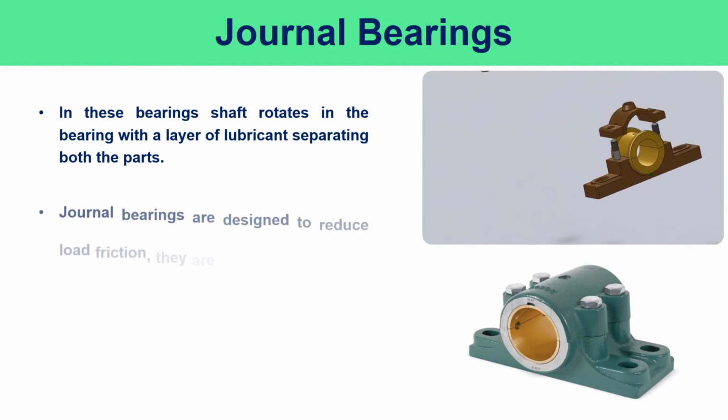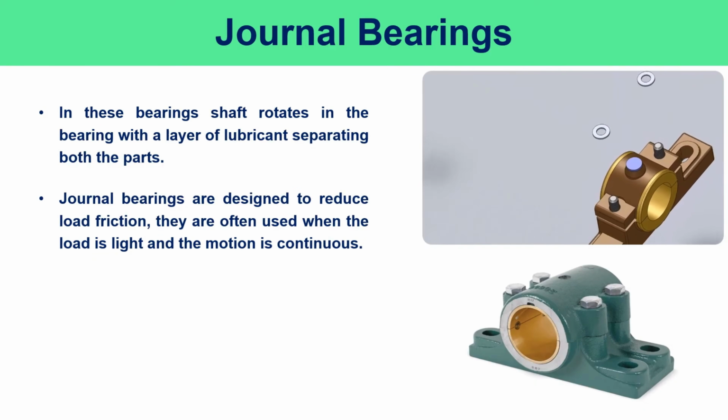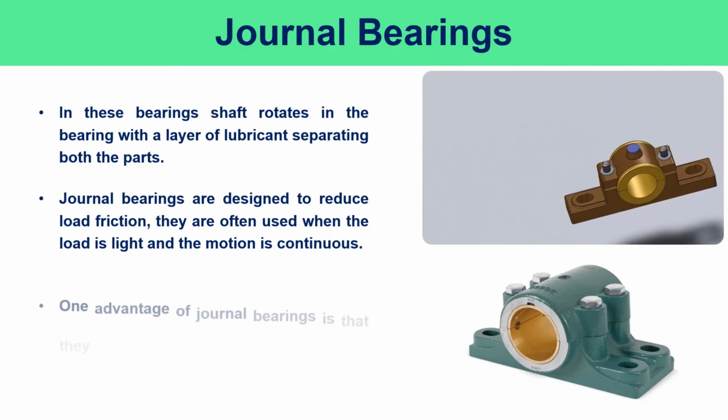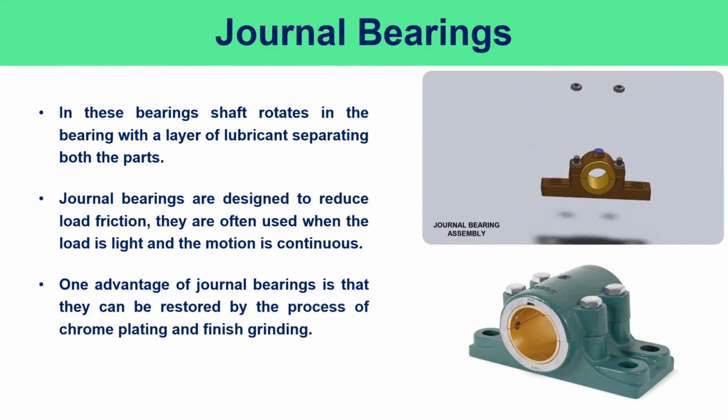Journal bearings are designed to reduce load friction. They are often used when the load is light and the motion is continuous. One advantage of journal bearings is that they can be restored by the process of chrome plating and finish grinding.